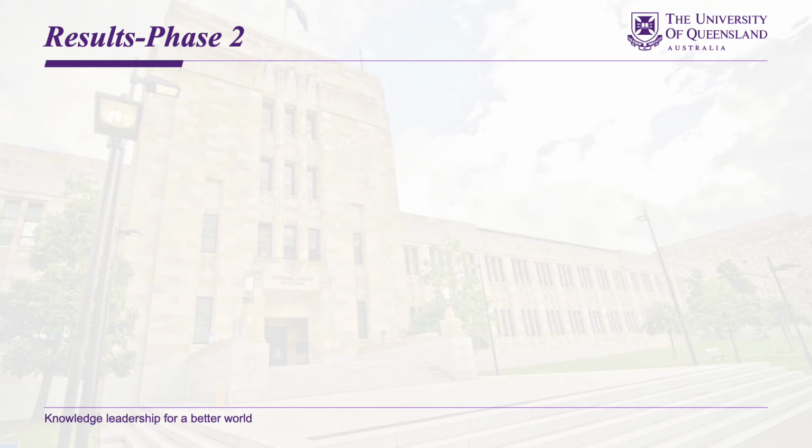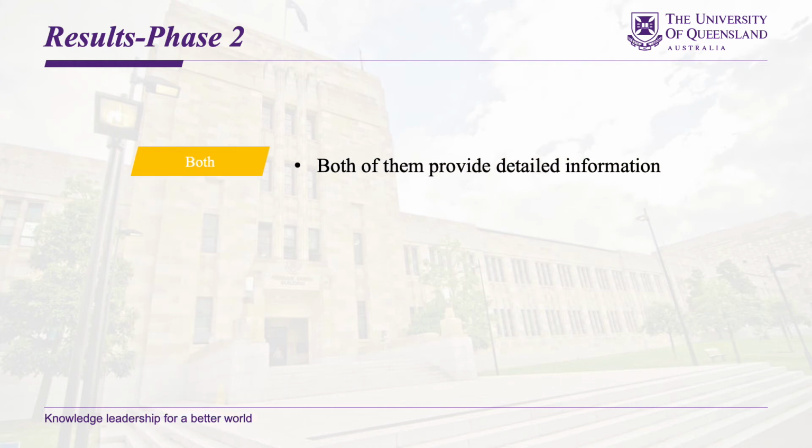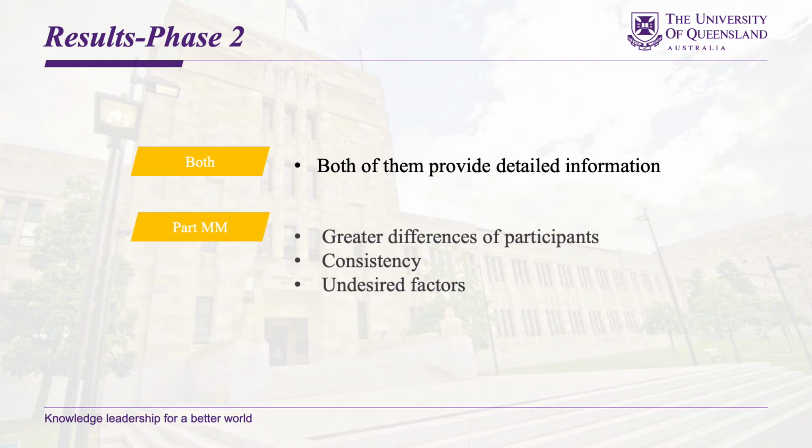Our findings from phase 2 suggest that both part and analytic marking models exhibited precision in measurement. However, there is a slight advantage for the part marking model on 3 grounds. It allowed for finer distinctions between candidates. Raters showed higher consistency, and the percentage of unexpected responses was lower.